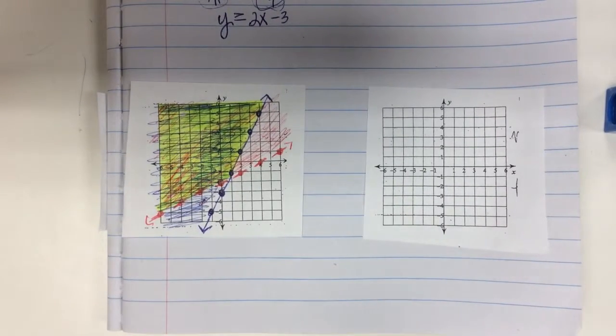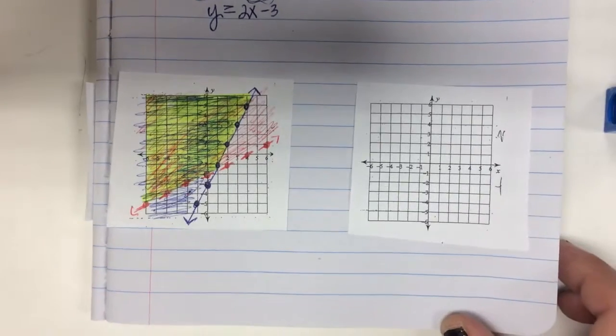Sometimes it's a huge space that's double shaded. Other times it's really little. Sometimes there's nothing double shaded. So would that problem have an answer? No, it'd be a no solution.